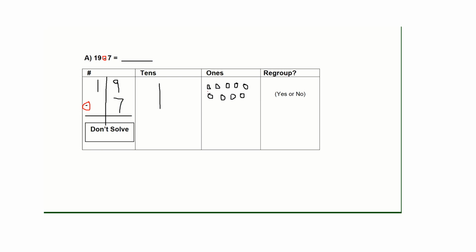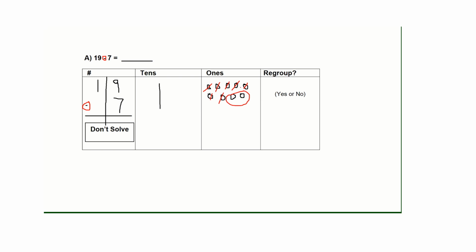Let me see if I have enough to take away 7 ones cubes. Let's see. I have 1, 2, 3, 4, 5, 6, 7. I have enough to take away, so let me take away now. So I'm going to take away 7. 1, 2, 3, 4, 5, 6, 7. That means I'm left with just 2. I'm going to circle my remainder, 2.